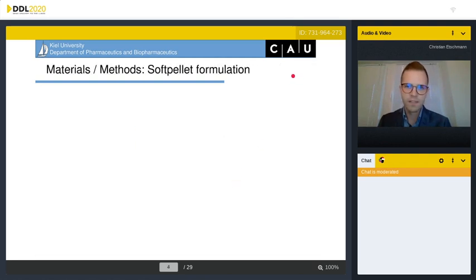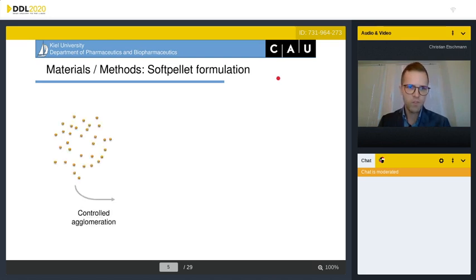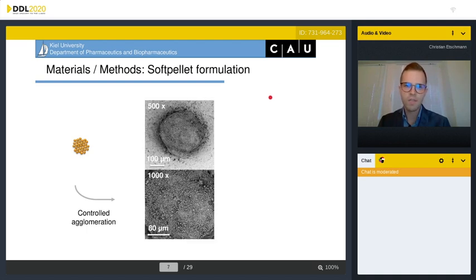To deliver the necessary high amounts of antibiotics in the milligram range into the lungs, the method of choice is dry powder inhalation. One option to formulate a powder that should be inhaled is the formulation of soft pellets. These soft pellets can be produced by controlled agglomeration of the micronized material. They consist of pure API without any excipients and have a spherical morphology with smooth surfaces. During inhalation, they deagglomerate into the inhalable primary particles again.